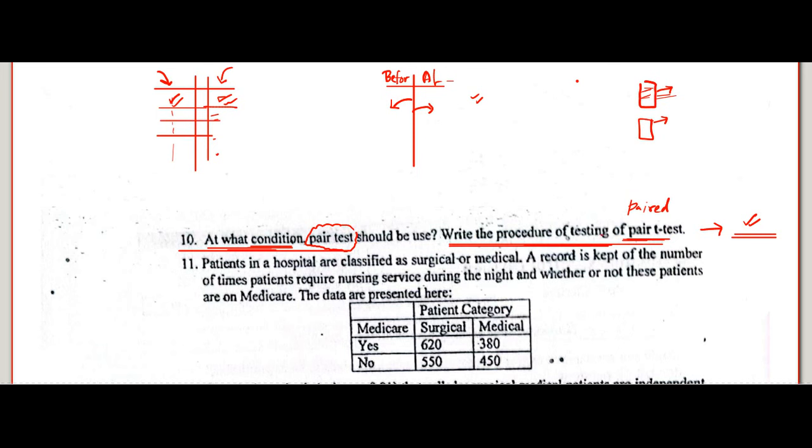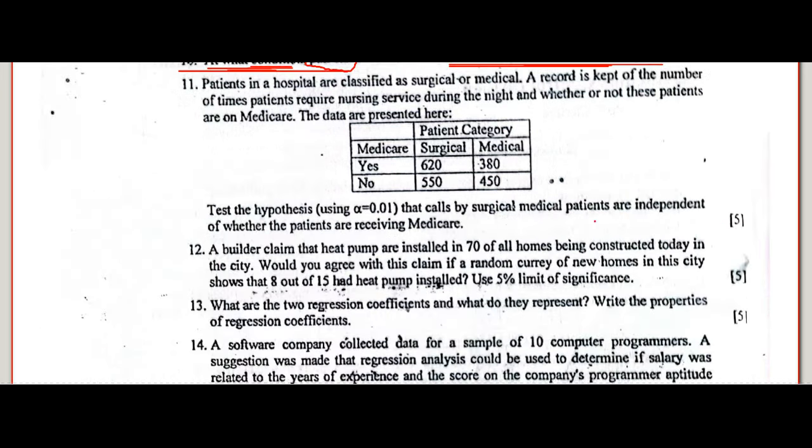Anyway, the procedure is there. You can write the procedure also. Now they have asked, what do you think? Is it ANOVA or is it something else? I see the word independent, so I know they are going to do the chi-square test of association, the test of independence. It's pretty small, so we can do it easily.